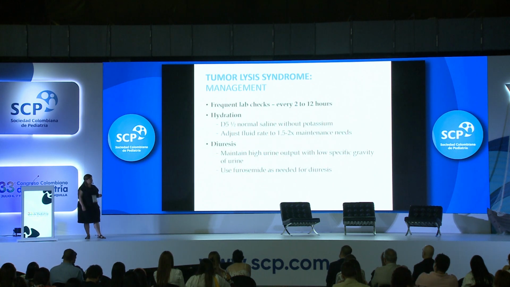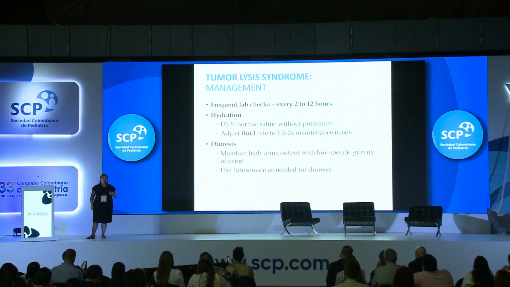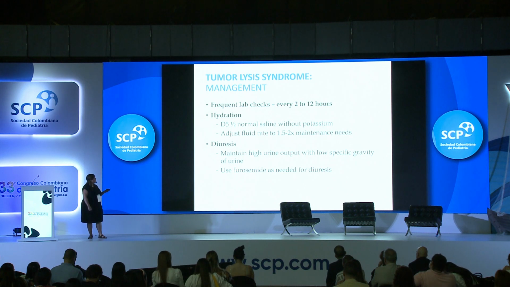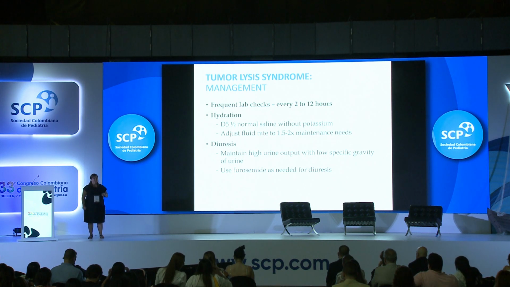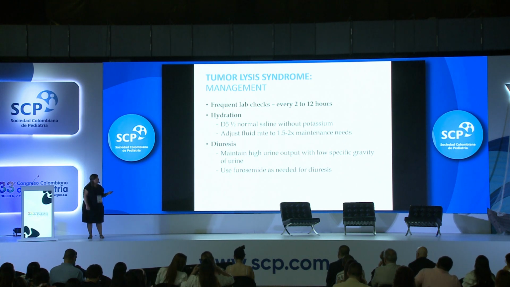We manage tumor lysis syndrome by first staying on top of the labs and monitoring them very closely. Depending on how abnormal they are and how ill the patient is, we check labs every 2 to 12 hours in our newly diagnosed patients. For hydration, we typically now start with D5 half normal saline without potassium. And we adjust the fluid rate so that we're giving them hyperhydration.